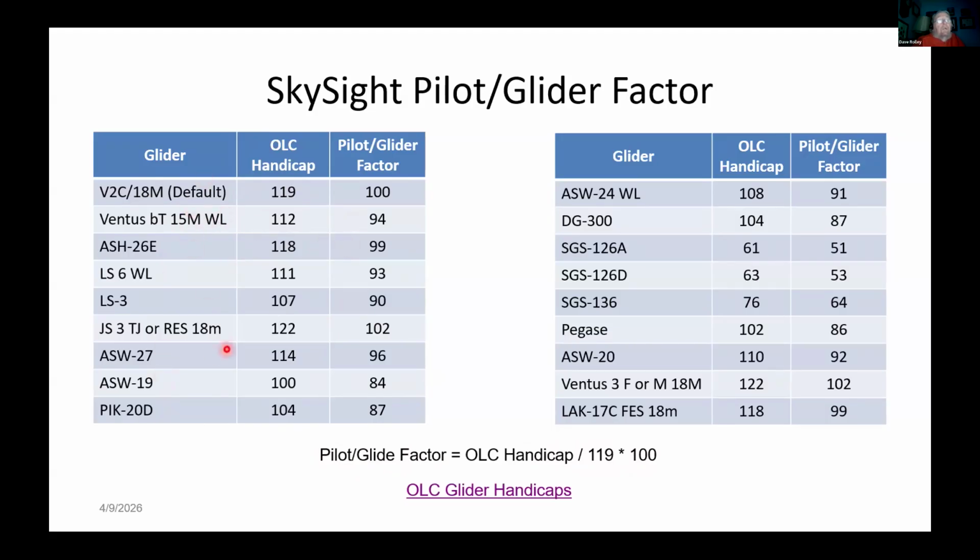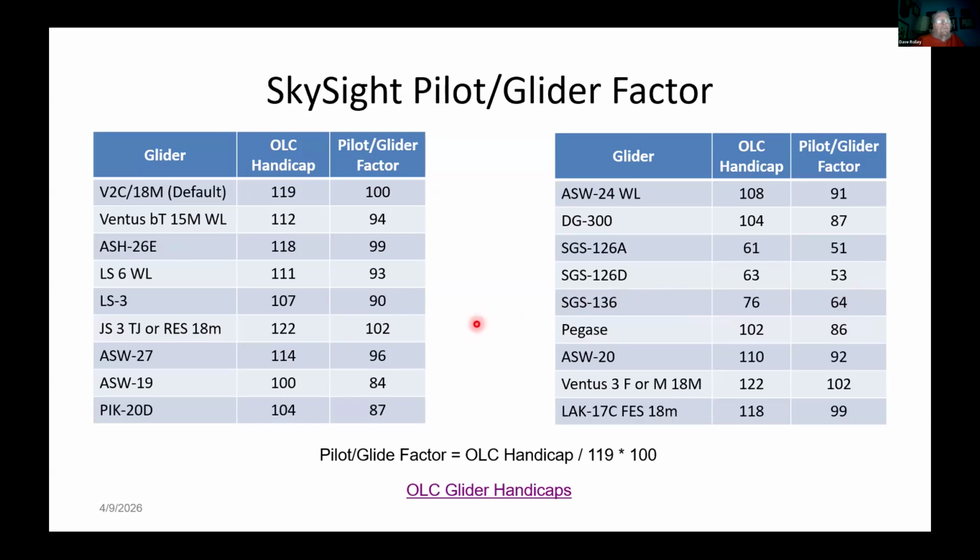This is a sample of pretty much all the gliders that we have on our field. One of the things that you need to watch for is the 126s and the 136s. That's the pilot factor they have. I don't think the pilot glider factor will go that low. So it will always be predicting more optimistically than your glider's performance.